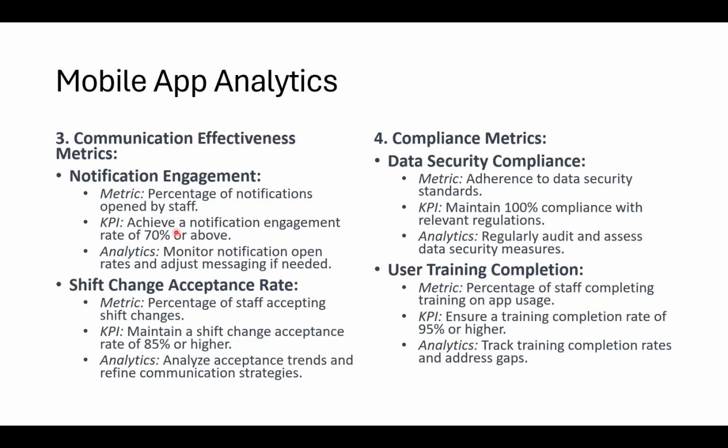Communication effectiveness metrics. You can also look at notifications, if people are opening the notification or not. When you send a notification, send an email or whatever, do the staff open it? As a data analyst, you make sure that that data is extracted and you are able to tell the management that people are not opening it. Why are they not opening the notification? Shift change acceptance rate. Analyze acceptance trends and refine communication strategies. And you look at the security as well, you can measure stuff in that direction. User training completion, maybe there are some trainings that people should do in the app. Are people completing these things?